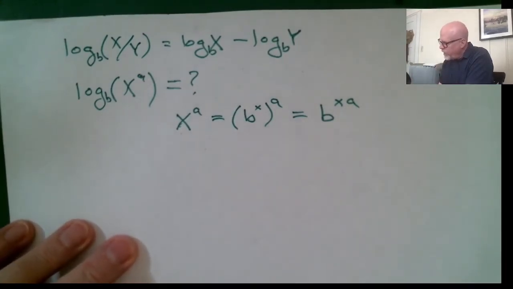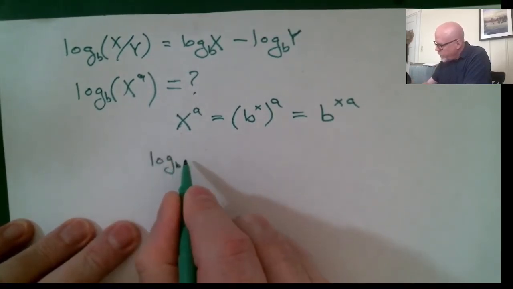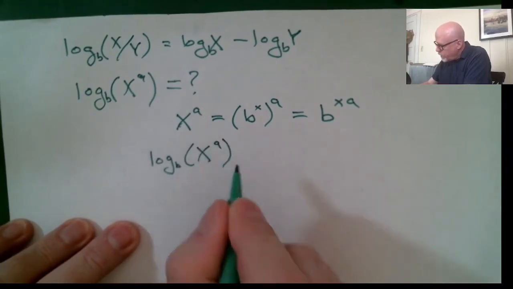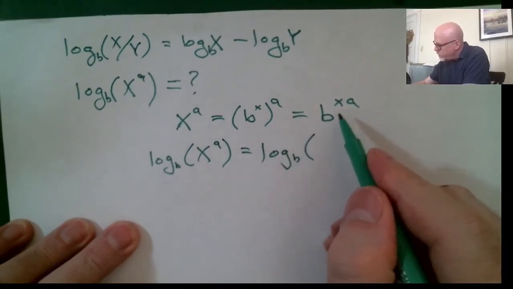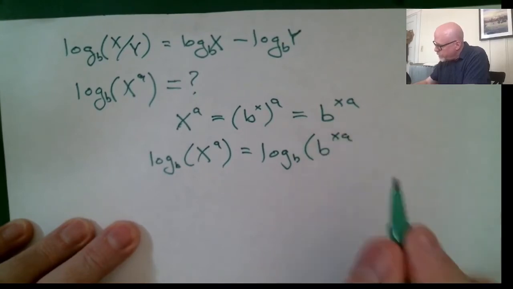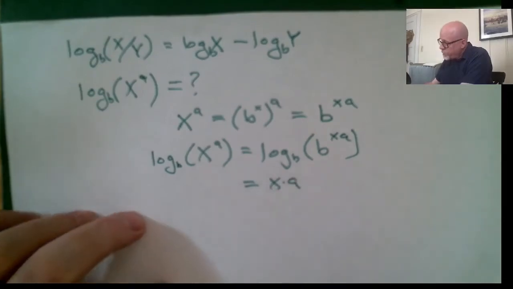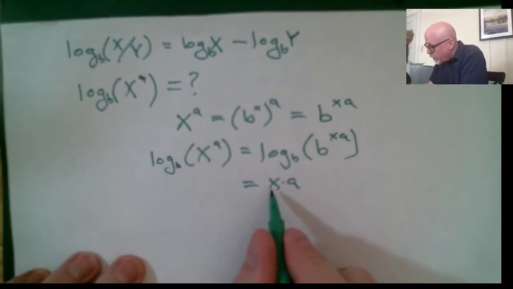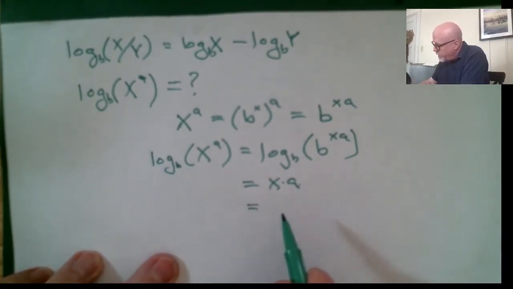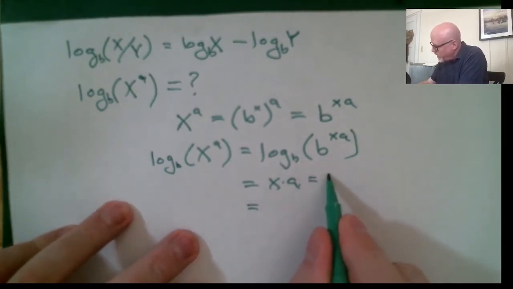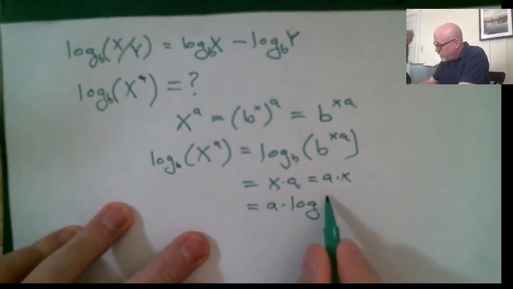All right, so I'm asking for the logarithm base b of x raised to this power, but that's the same thing as the logarithm base b of what we just wrote down, b raised to the xa, with the product there in the exponent, and that is x times a. Careful, that's little x, and that's still just a. And I'm going to write it the other way around, a times x instead of x times a. This is the number a times the logarithm of capital X.